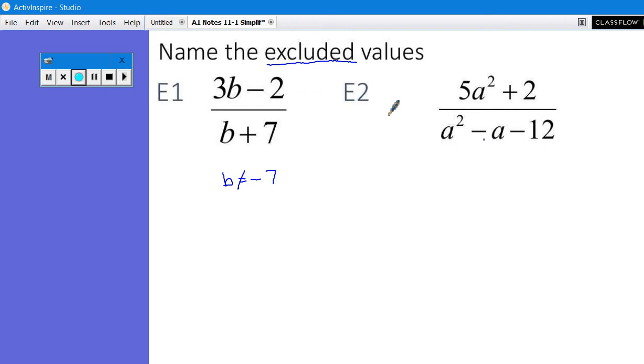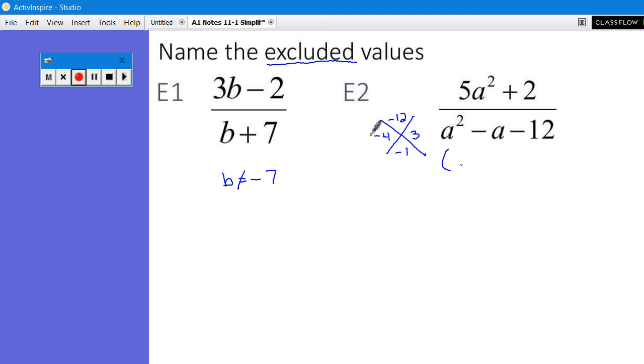We don't have it as multiplication. We can't use that zero product property. So we need to factor this first, and in order to factor this, we're going to need our little diamond. That's going to have negative 12 on top and negative 1 on the bottom.